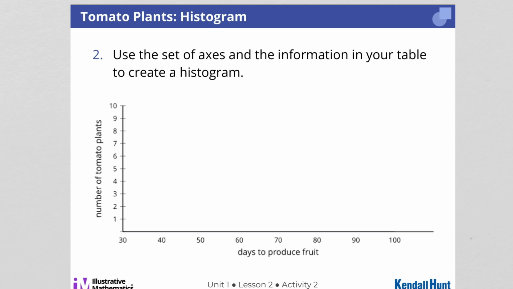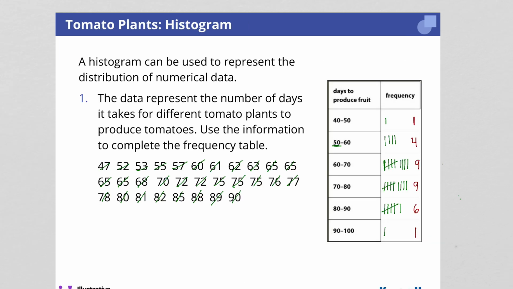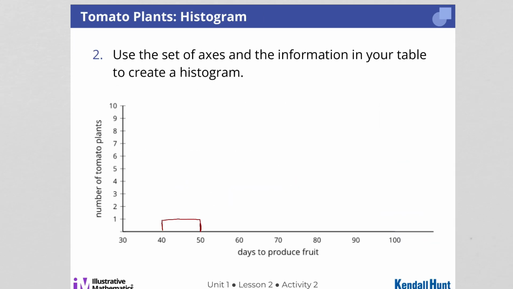Go ahead and create your frequency table, your histogram, based on the frequency table. Our first interval starts from 40 to 50, so we know that we're going to have the gap. And I only have one tomato plant going from 40 to 50. The next interval has 4. You might want to use a ruler to make sure that your values are the correct height.